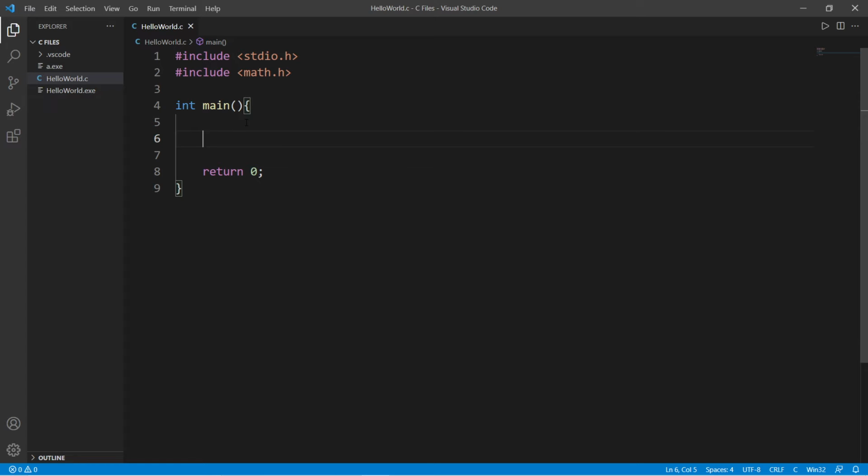Let's declare all of the variables that we'll need. We'll need sides A, B, and C. And these will be of the double data type, A, B, C.